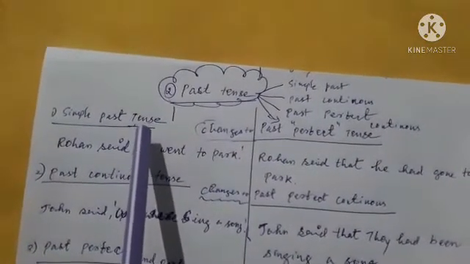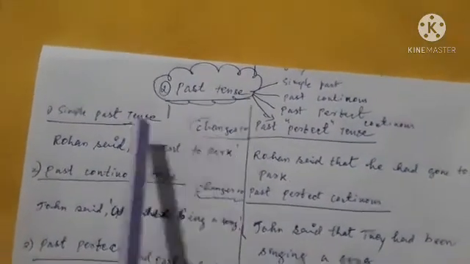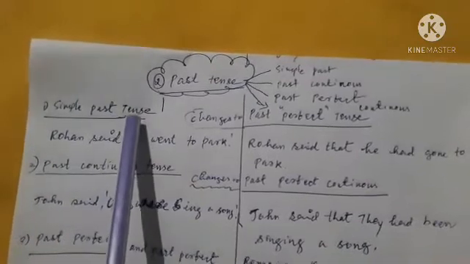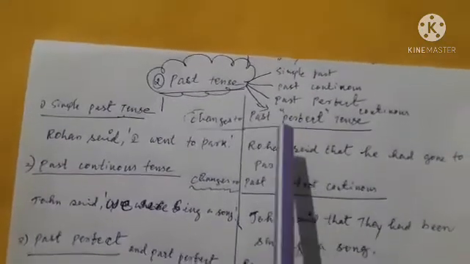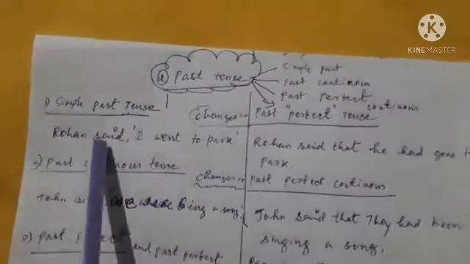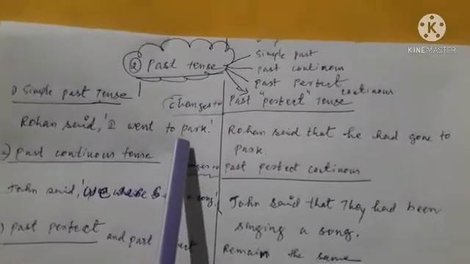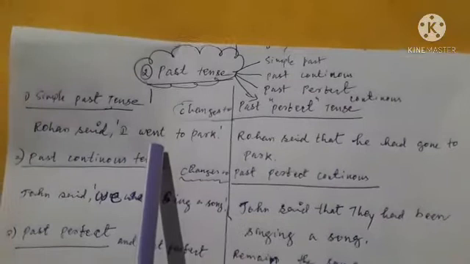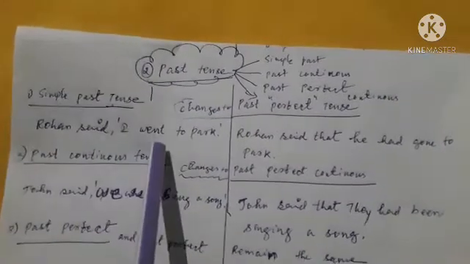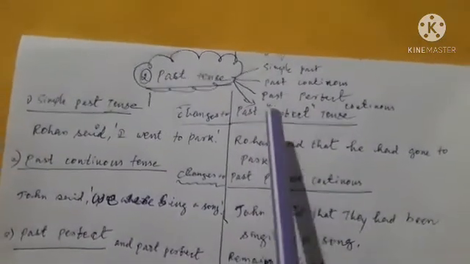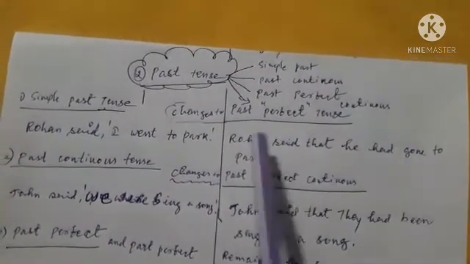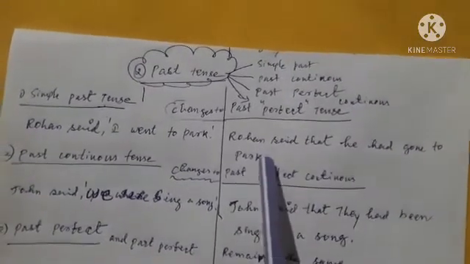So let us see the first form of past tense, that is simple past tense. When we change simple past tense to indirect speech, it changes to past perfect tense. For example, Rohan said, "I went to park." Here, the tense of the verb went is in simple past tense, and so it changes to past perfect tense as had gone. Rohan said that he had gone to park.